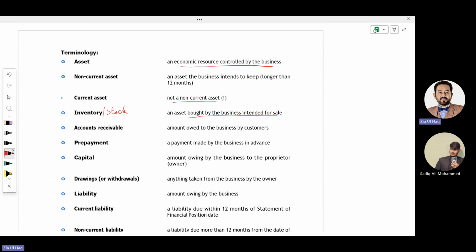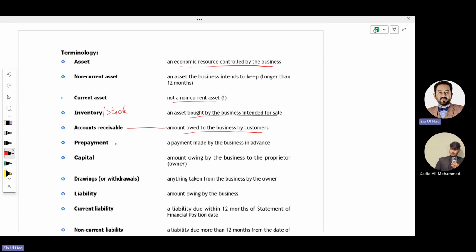And we use the word purchases for this. When we sell the inventory, we use the word sales. Accounts receivable, the amount owed to the business by a customer. If we are making a credit sale, then the customer will be called a receivable. Meaning this is the amount owed to the business by the customer. This customer has to pay to the business.